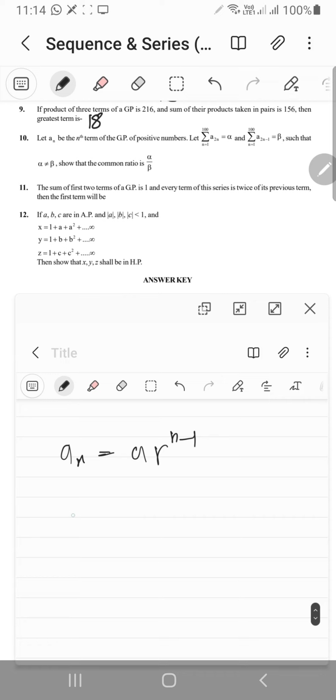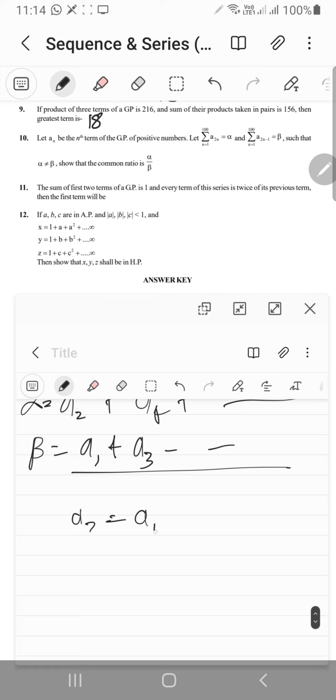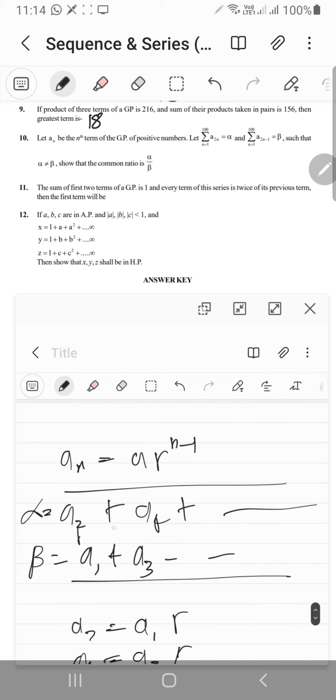So it's a2 plus a4 plus all the way till, it just keeps on going. And this thing is alpha and this thing is beta, a1 plus a3 all the way till 100. So there's 100 terms of these, 100 terms of that. Show that the common ratio is alpha upon beta. Right, it's not a big thing because a2 is just a1 times r and a4 is a3 times r, and there's exactly 100 of these terms, so everything matches up.